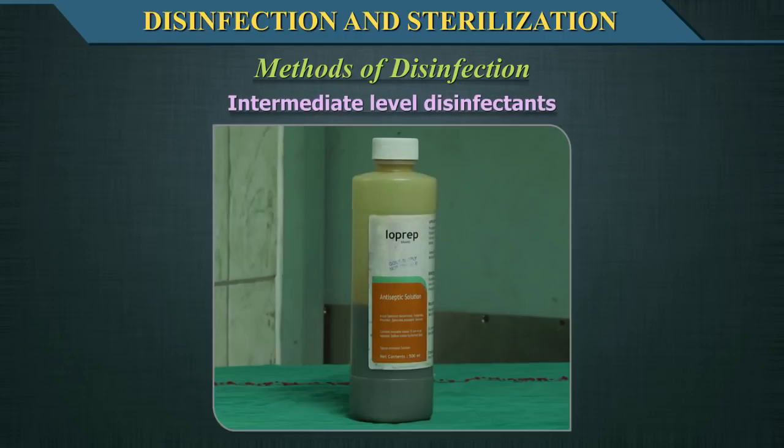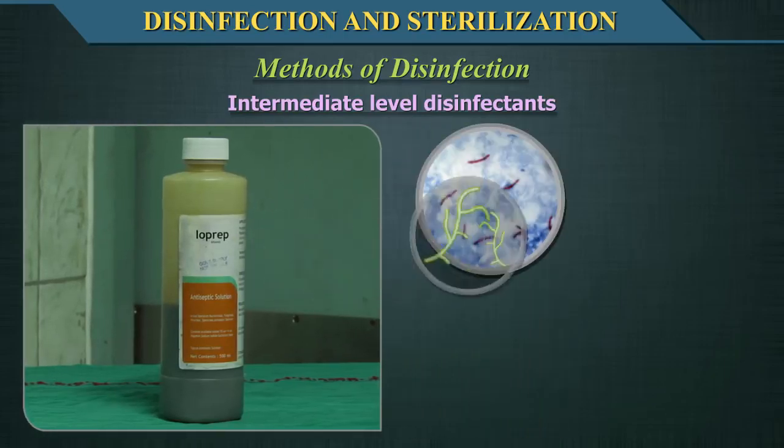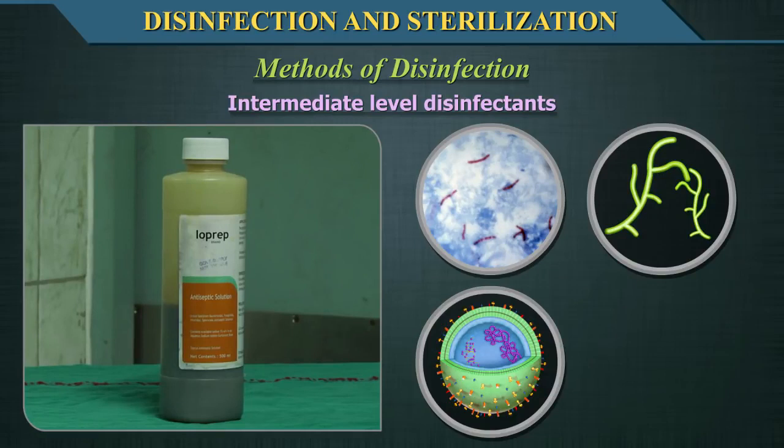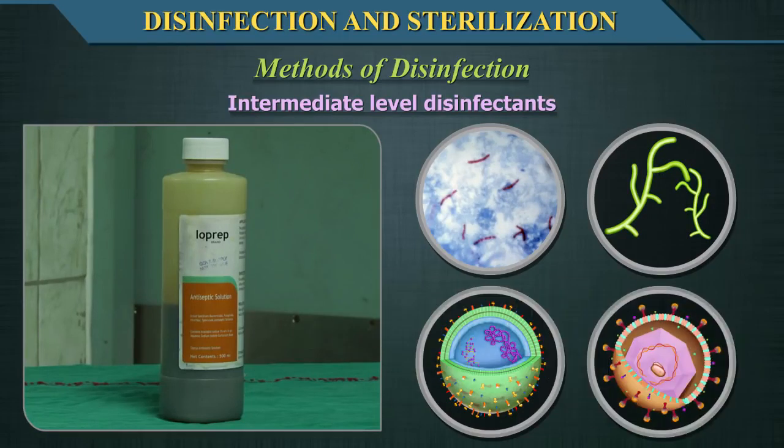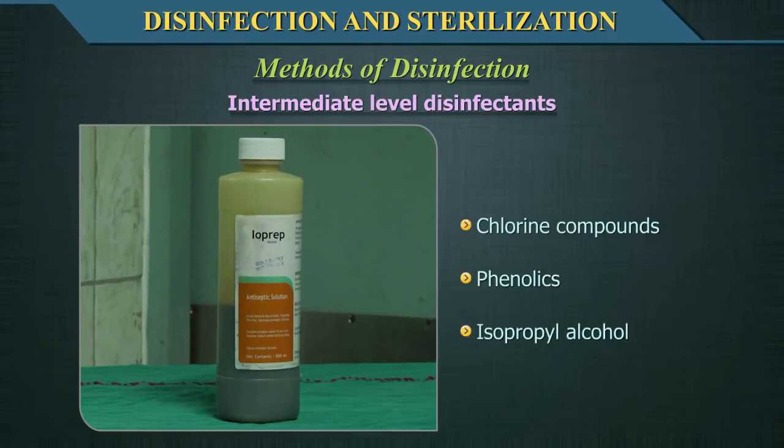Intermediate-level disinfectants do not have the capability to inactivate a large number of bacterial spores, but are effective against M. tuberculosis, fungi, lipid and non-lipid viruses, and hepatitis B virus. For example, chlorine compounds, phenolics, isopropyl alcohol.